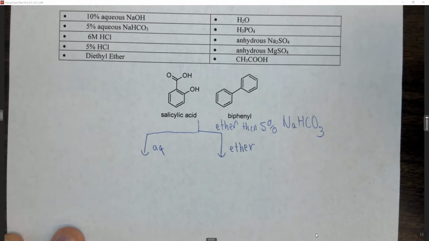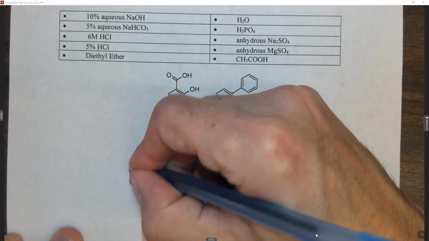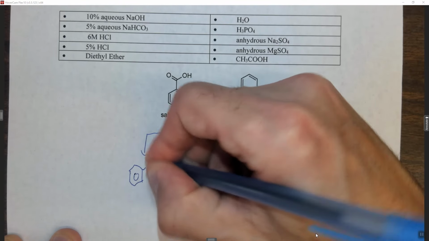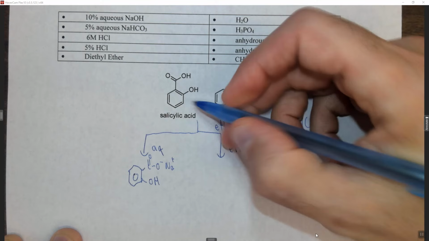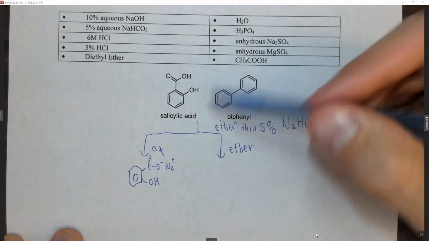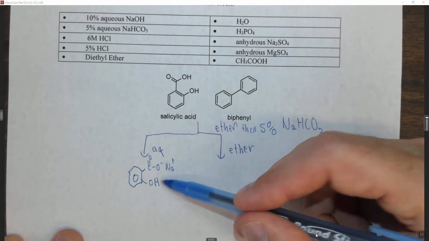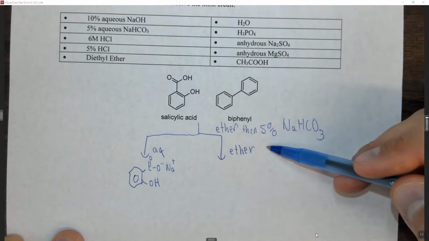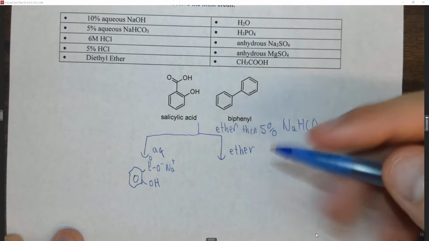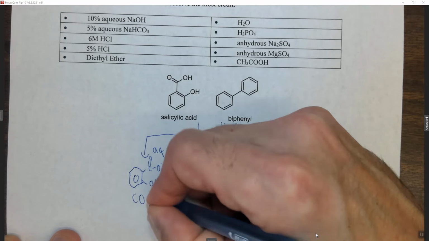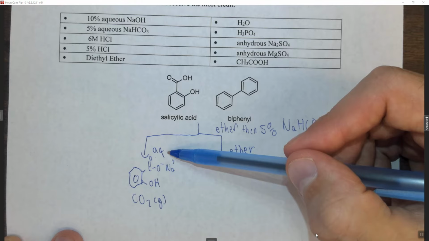The aqueous layer is going to contain the sodium salt of salicylic acid. So we get C double bond O minus, Na plus, and this OH just goes along for the ride, as well as the ring. This ionic compound is soluble in water, and importantly, it is not soluble in ether. The byproducts of this reaction are carbon dioxide and water. So your carbon dioxide is actually going to be bubbling out of solution as a gas, and water is implied because this is the aqueous layer.